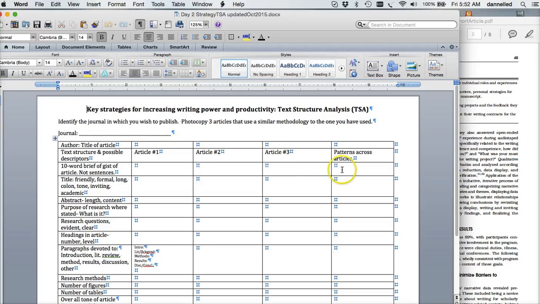And then what you're going to do is you're going to look across all of these and say, oh, all of these titles have, down here, all these titles have a colon. The abstract looks like it can go from 150 to 200 words. Okay. Purpose of the research is very clearly stated. It is usually at the end of the literature review. So you'll begin to see some of the patterns across in this journal.